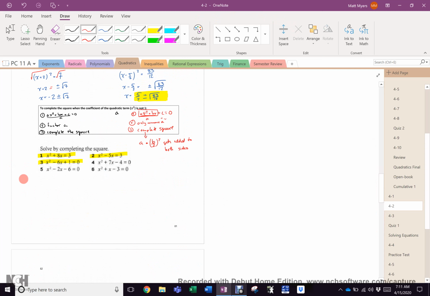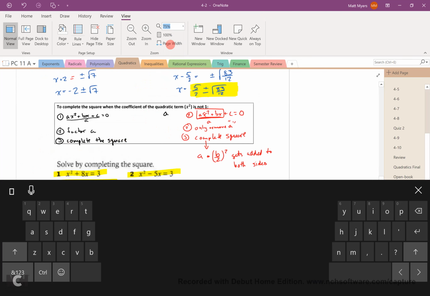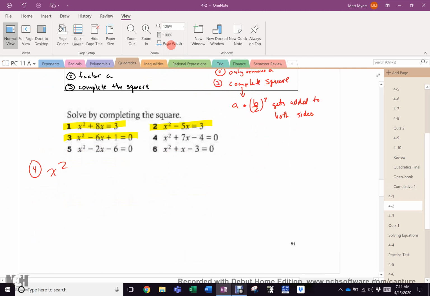So number 4. 4 is yucky. X squared. Oh, that's small. Let's fix that up a little for us. There we go. 4x squared plus 7x minus 4 equals 0. So I check that. Doesn't factor because there's no factors of 4 that add to 7. So I'm going to complete the square.